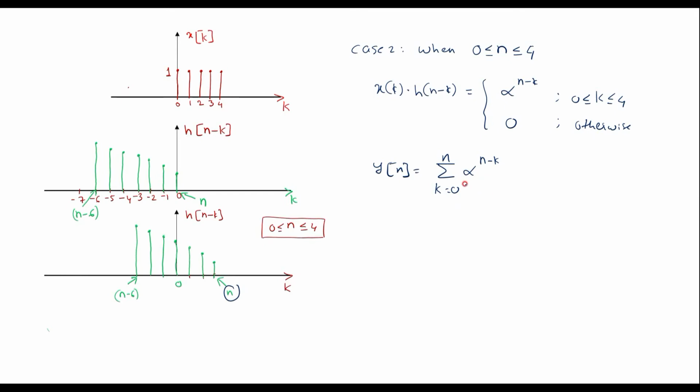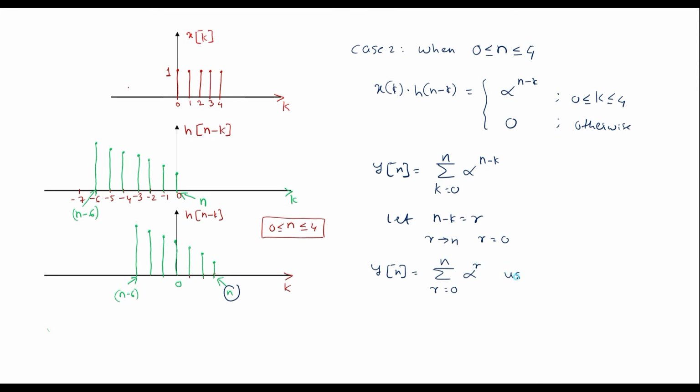Now we'll try to simplify this expression. Let n minus k be equal to r. So now we'll try to change the limits. When k is 0, then definitely r will be equal to n, and when k is equal to n, then r will be equal to 0. Therefore I can represent it as y of n is equal to summation. Here k varies from 0 to n. I am using a different variable, that is r. Here r will be varying from 0 to n, that is alpha power n minus k, which is nothing but r, alpha power r.